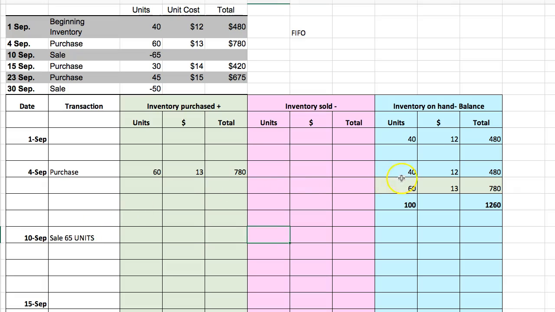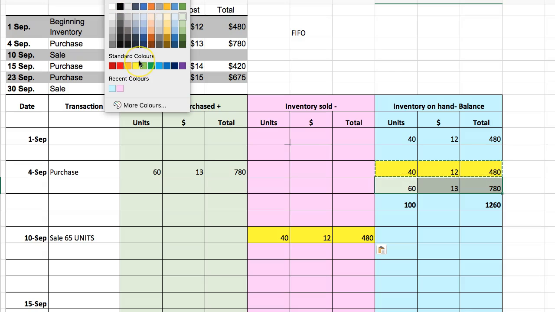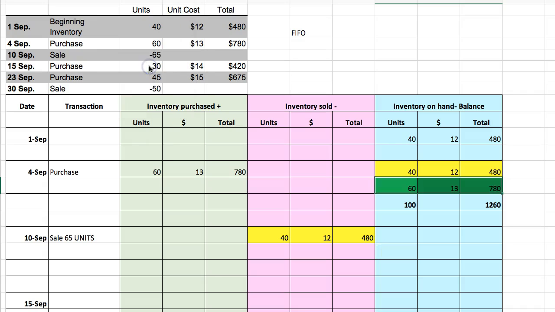Okay, for the FIFO method, the first one you buy is sold first. So the first one I bought was the beginning inventory. That was actually bought last month. So I'm going to copy all of that down into my sale column. The first one I buy is sold first. Now that's 40 units, and my total sale was 65, so it's not enough. So then I go down to my second purchase. I'll pick another bright color. I'll just do that in a dark green.